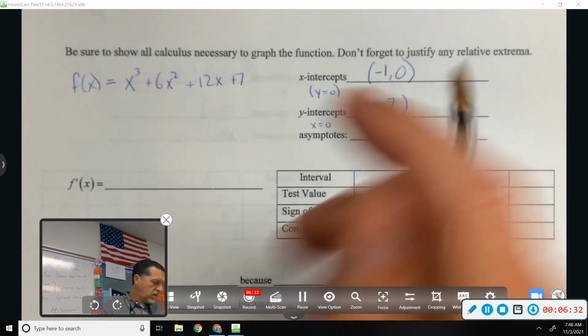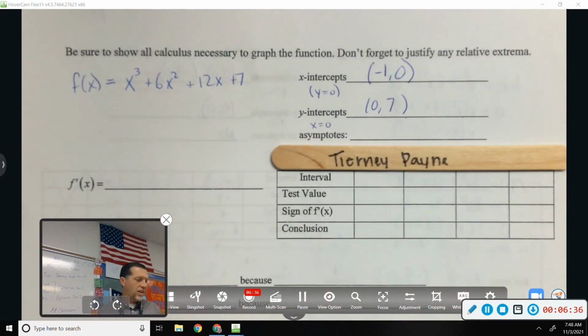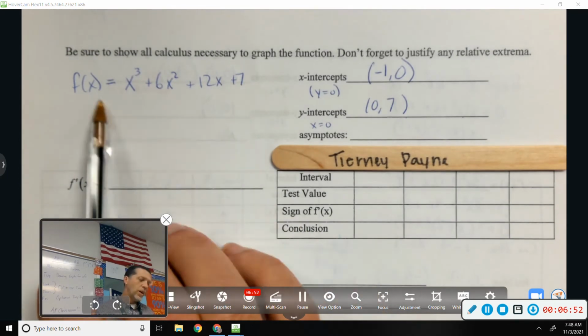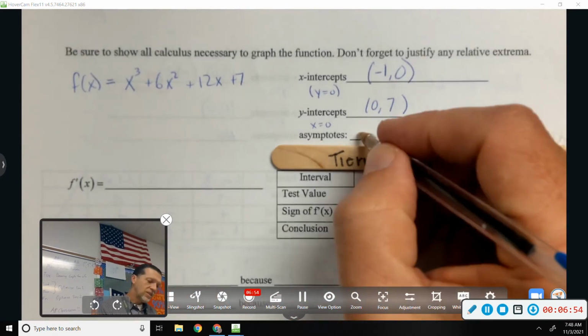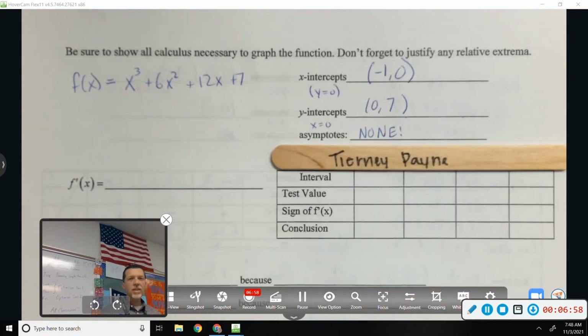Asymptotes. Well, I guess somebody gets the easy one, right? Tierney, what asymptotes are there? Oh, I did it. I put somebody on the spot after saying it was an easy question. This is a polynomial. Polynomials don't have asymptotes, so I don't have to worry about that one.